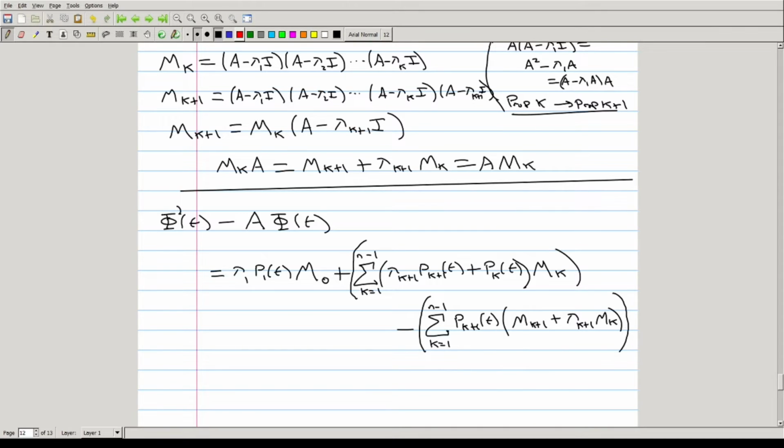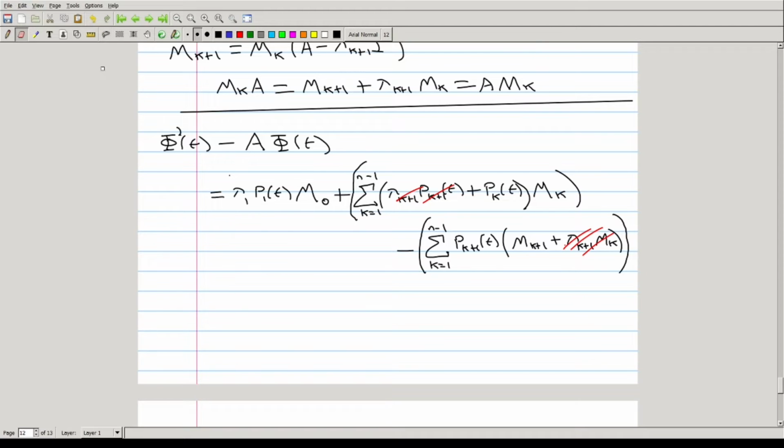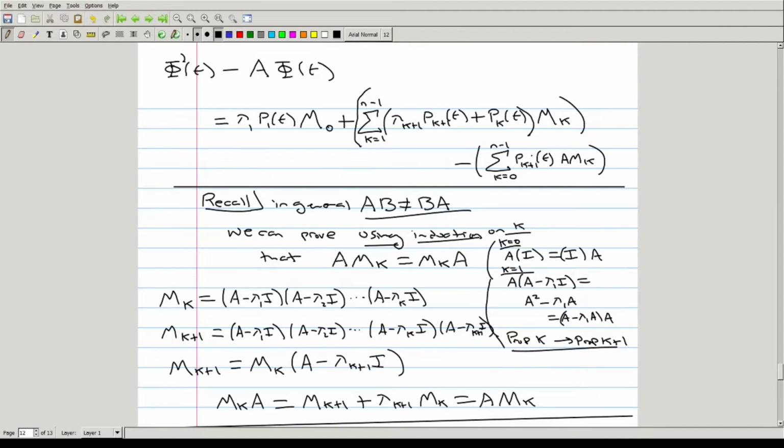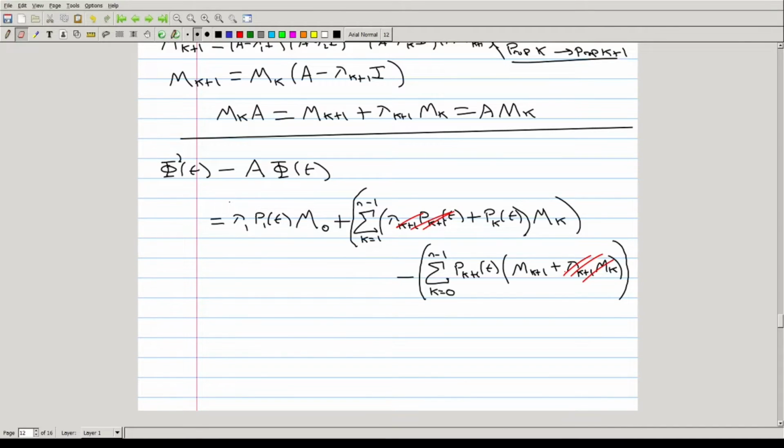And so there's an amazing cancellation of terms here, where lambda k plus 1, pk plus 1 times mk, all of these terms cancel with all of these terms. Lambda k plus 1 times pk plus 1 times mk. Oh, and I just realized that I have a small typo here. This should be mk, k equals 0 to n minus 1. It's also important to point out that these terms cancel for k greater than 1, and the 0th term in this sum cancels with this right here.